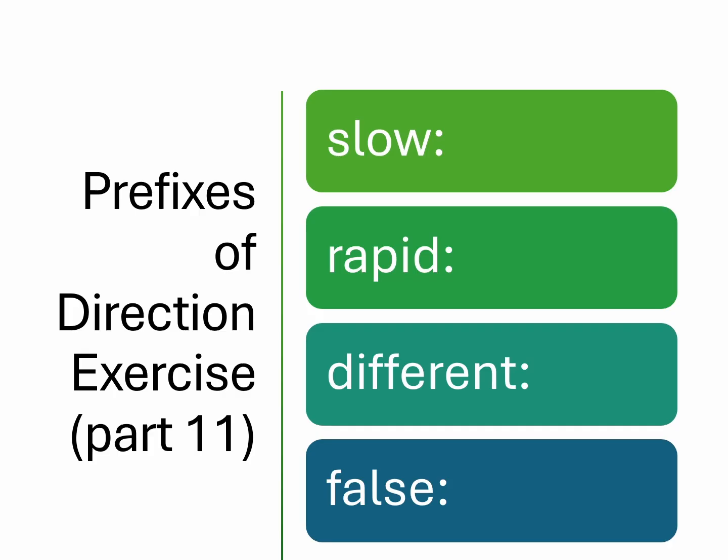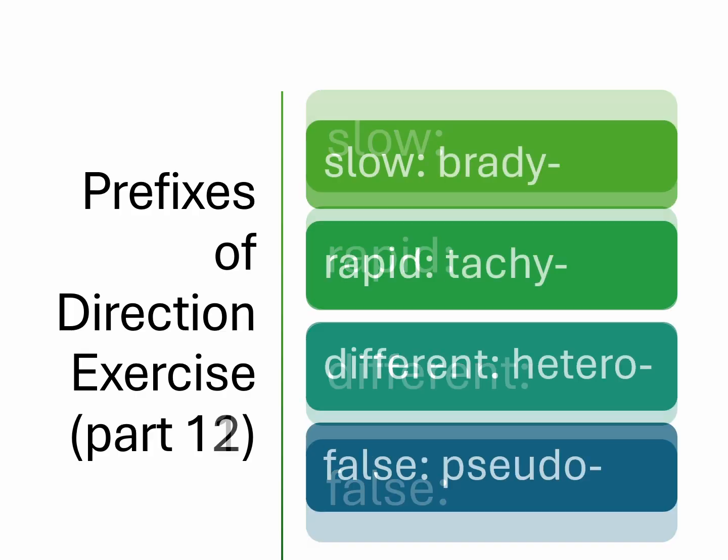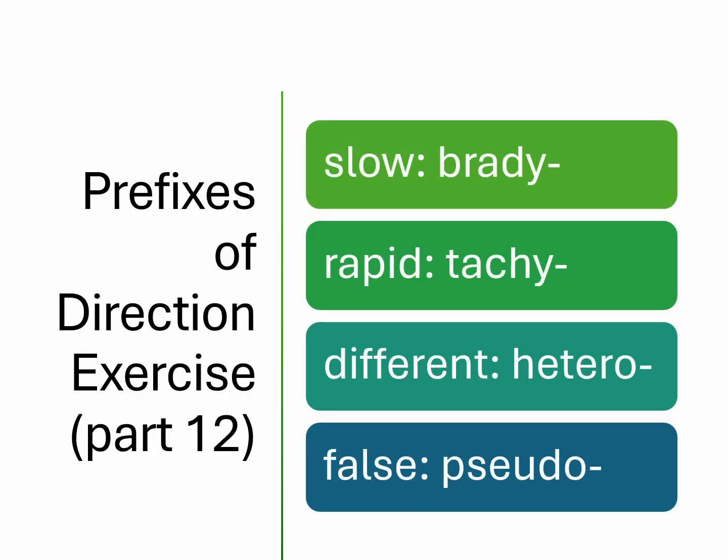In the set of prefixes of direction, we have slow, rapid, different, or false. Slow is brady, rapid is tachy, different is hetero, and false is pseudo.